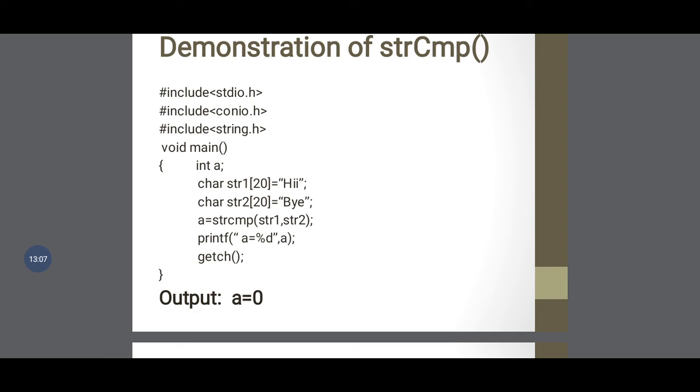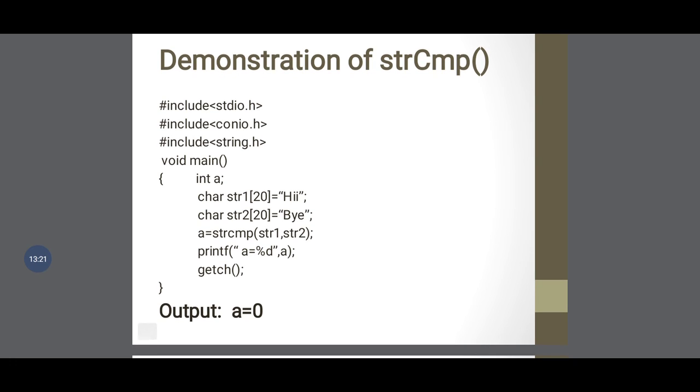If two strings are not the same, then we will get an output that may be a positive integer or a negative integer, depending upon the comparison. So these are the four important string functions that we have seen. First is string length, second is string copy, third is string concatenation, and fourth is string compare.